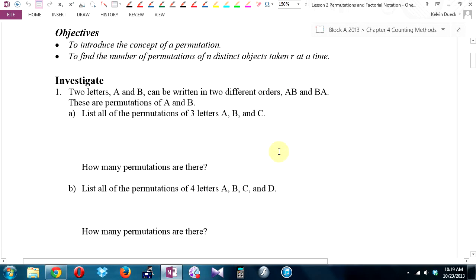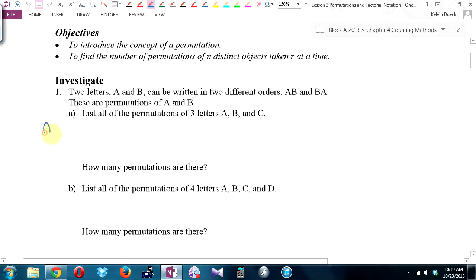Two letters, A and B, can be written in two different orders, two different permutations, AB and BA. These are the permutations of A and B. What are all the permutations of three letters, A, B, and C? How many different ways can you mix up those three letters?